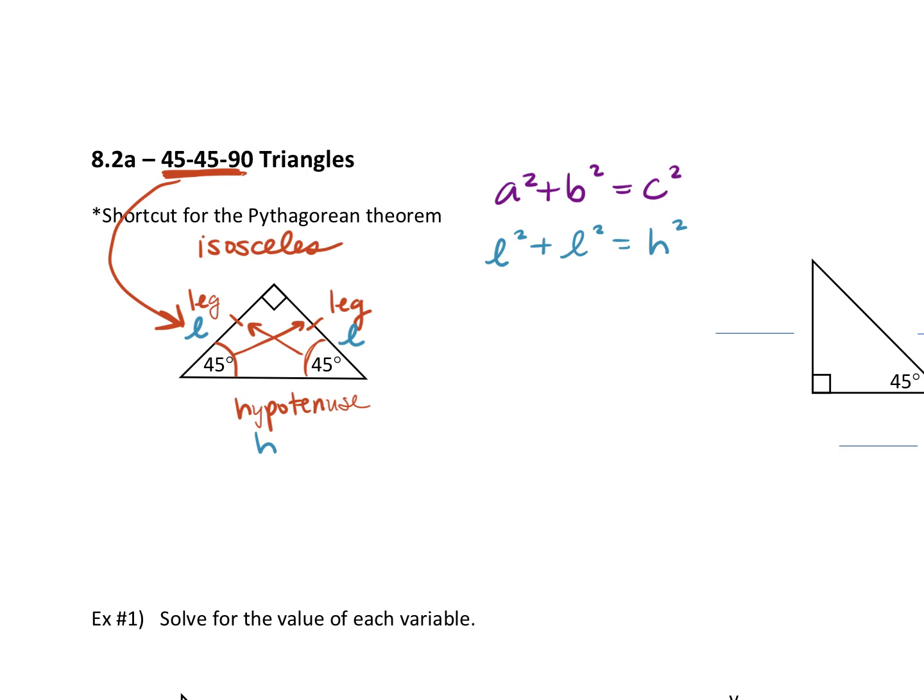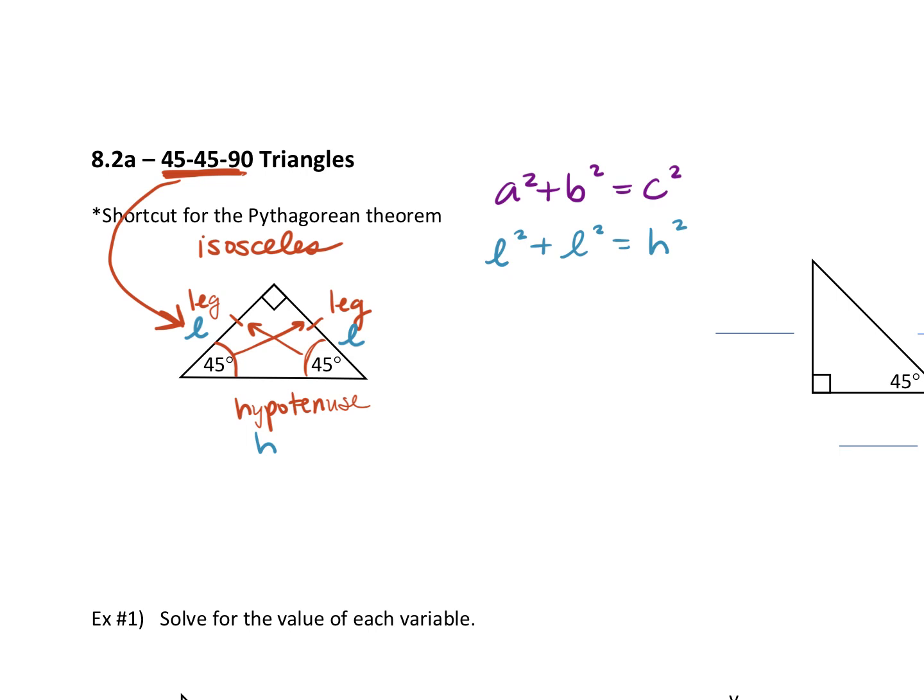So you can't just use the one that we found yesterday. You won't have a Pythagorean triple, like 3, 4, 5.